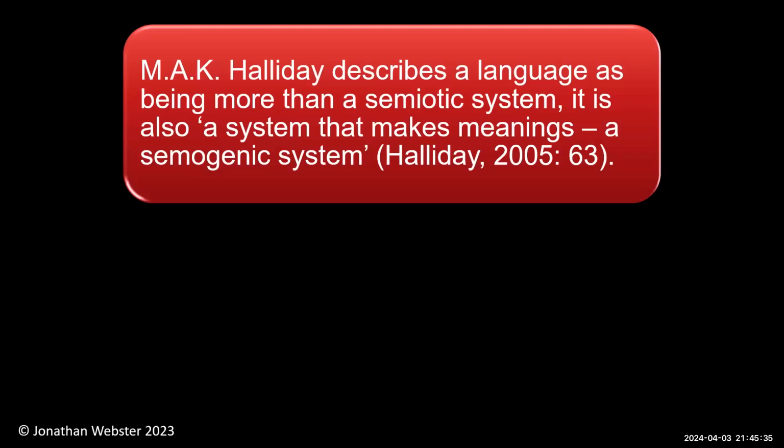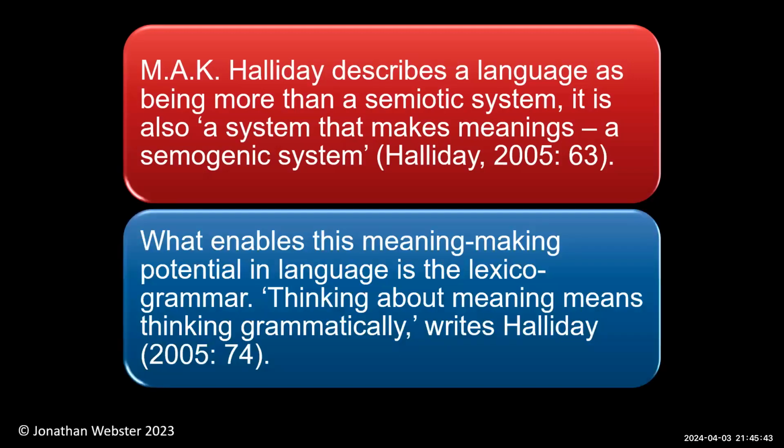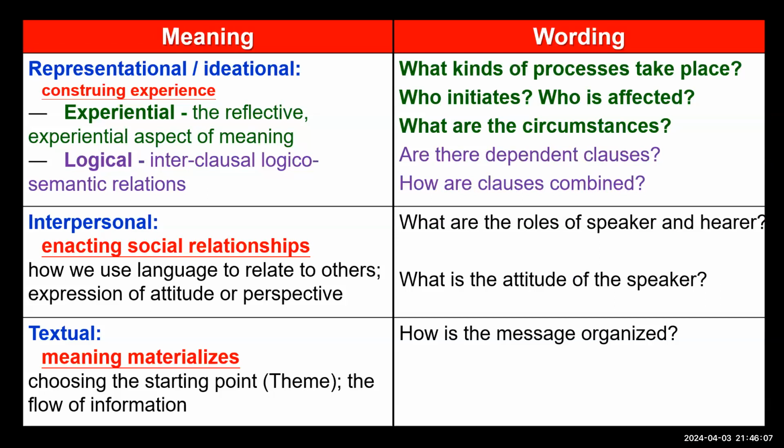What is language? Language is not just a semiotic system, it makes meaning, it defines us. And the way in which we can think about meaning is thinking about meaning means thinking mood. What does that mean? Just like what we talked about here, how do you distinguish the process? Not just in terms of meaning, but in terms of how they behave in the grammar. So meaning is realized in the wording and choices that we make.